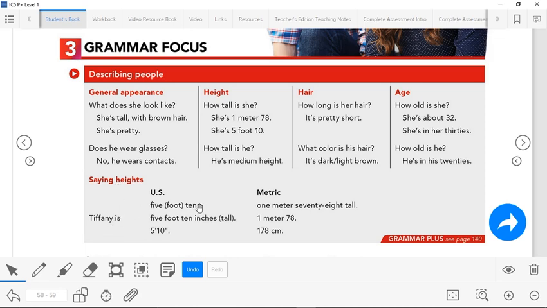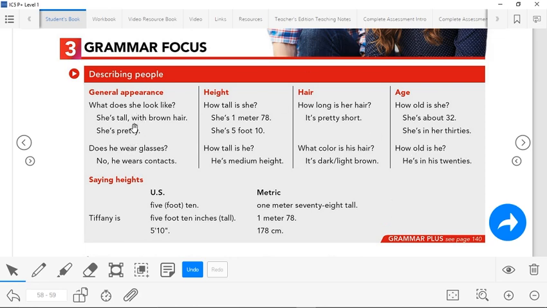Tiffany's 5'10". Tiffany's 5'10" tall. Or Tiffany's 5'10". Okay? And you can also say Tiffany's 1.78 meters tall. Tiffany's 1.78 meters. Or Tiffany's 178 centimeters. And how do you describe people? You basically say all of this information. Okay?